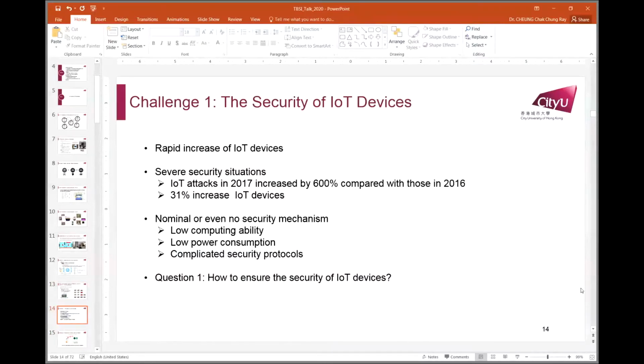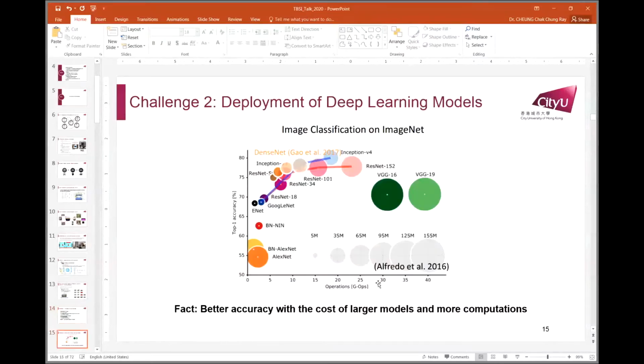And now we want to pose two important challenges that we are facing. Number one is how do we secure all these IoT devices? We see a lot of attacks happening, and this is the first question that we want to address.